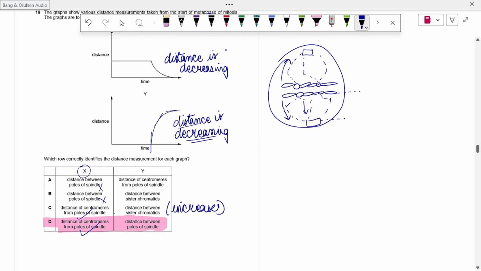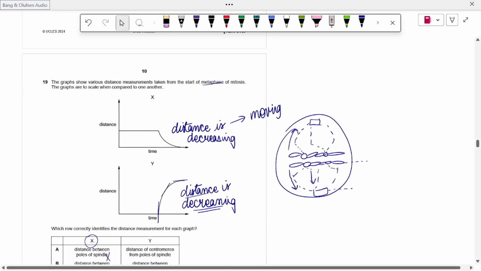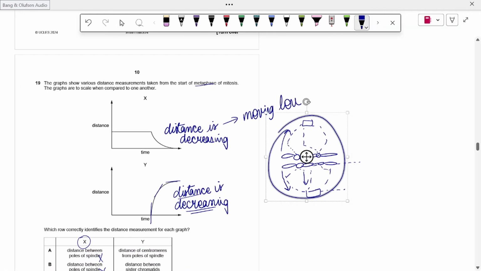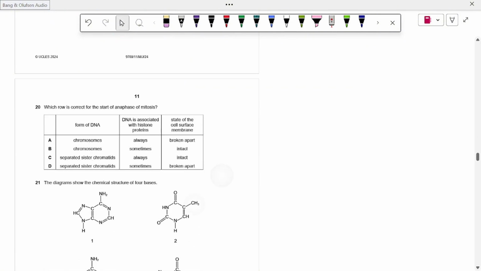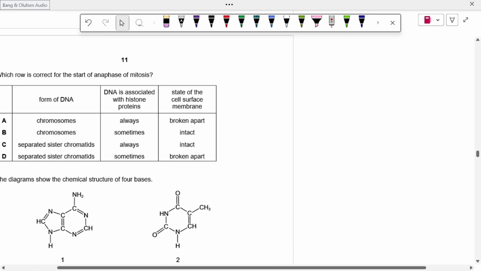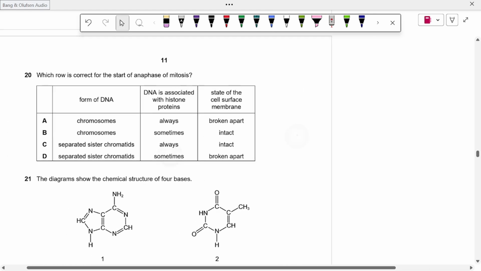Next one. Moving towards the opposite pole. थोड़ा सा डायग्राम बना के आपको कंपेयर करना पड़ेगा. थोड़ी सी थिंकिंग लगेगी. Towards the pole of cell. Question 20. Which one is correct for the start of anaphase of mitosis?